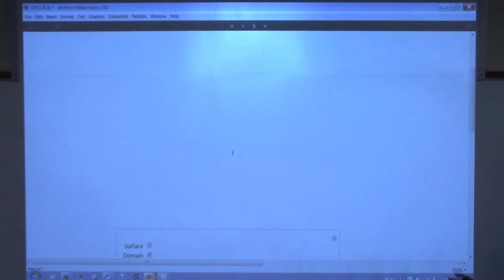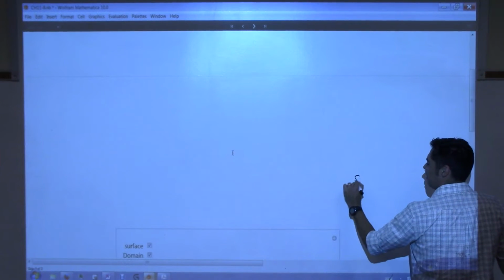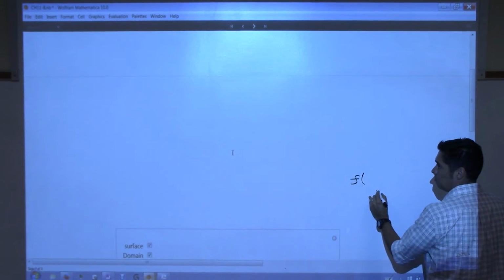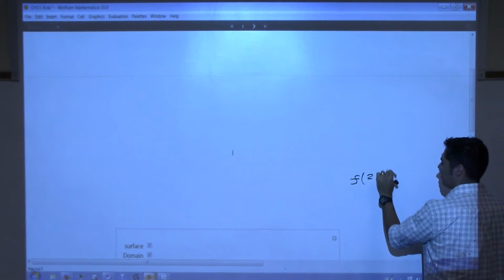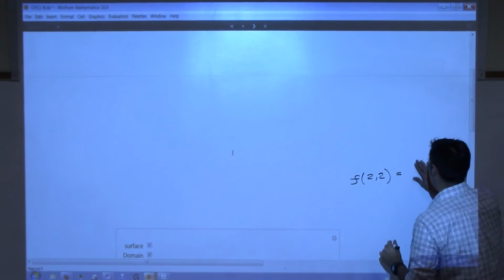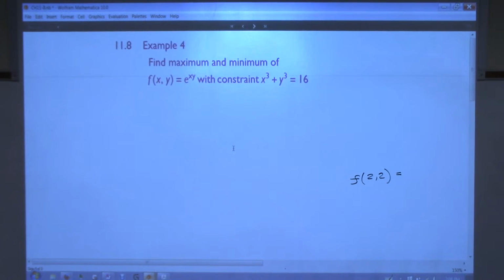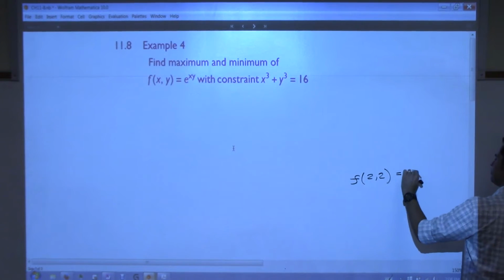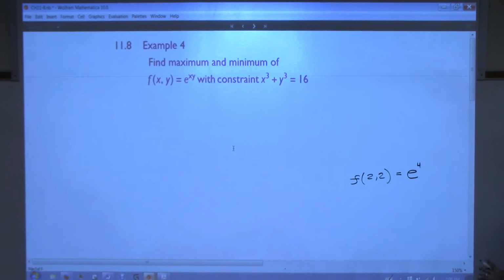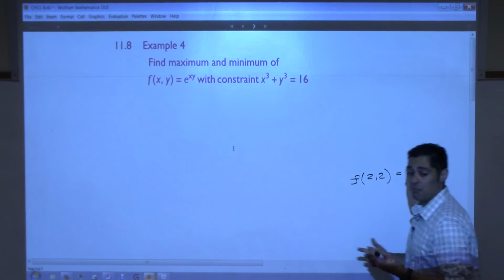Well, I can tell you where it happens. It happens at f of 2, 2. Is that what it was? And what was the function's value at 2, 2? E to the fourth. How would you know that's the max instead of the min? Good question. How would you know that's the max, not the min? Great question.